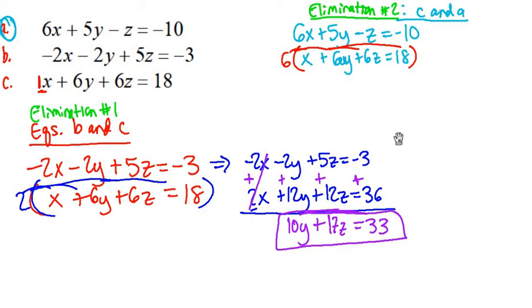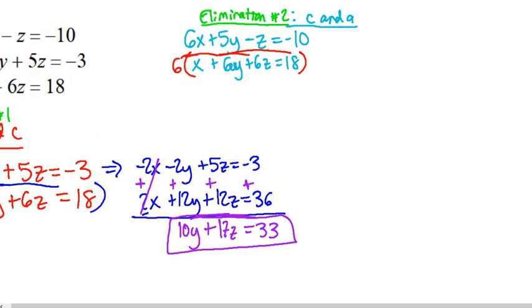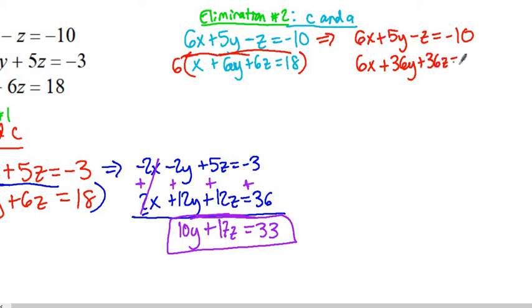The top one is going to stay unchanged. It's going to be 6x. Let me just rewrite this. 6x plus 5y minus z is equal to negative 10. The bottom, when you distribute, becomes 6x plus 6 times 6 is 36y. 6 times 6z is 36z. And 6 times 18 is 108.